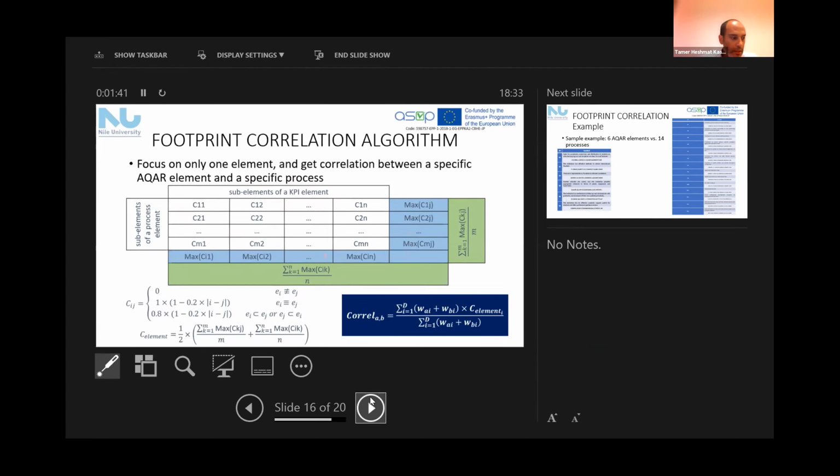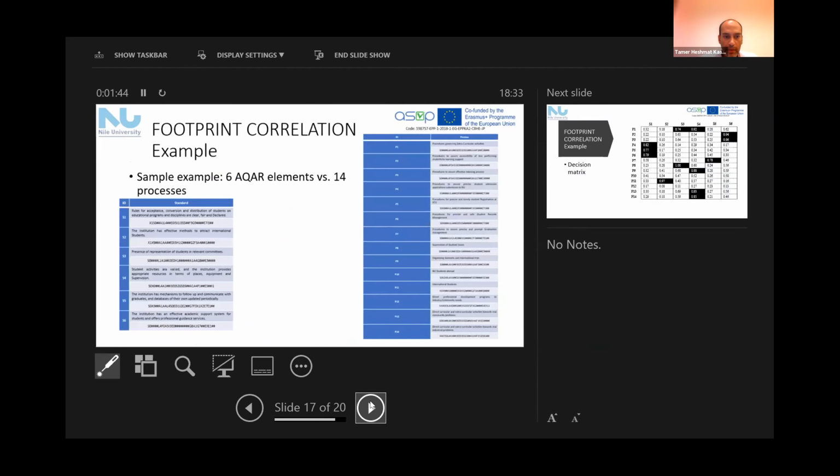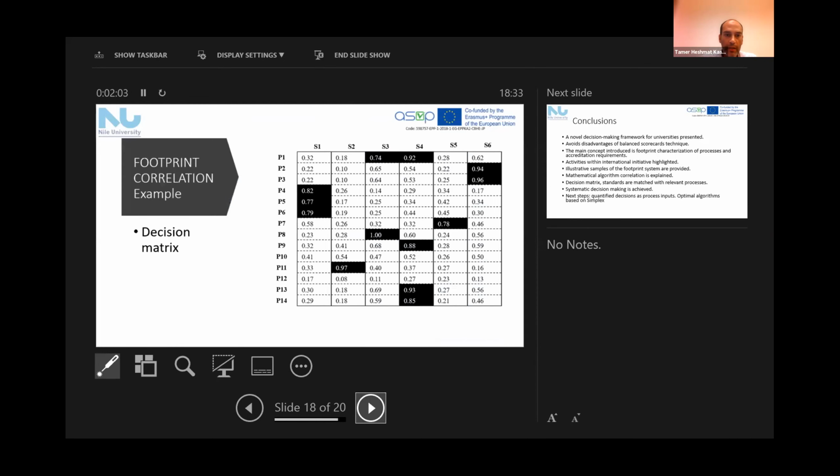I'm sure that this is very brief, but I'm running out of time, so please excuse me. Finally, this is an example of application. I have now 6 academic standards mainly related to the satisfaction of the students, and here a sample of 14 processes extracted from an academic system. And these are the results.